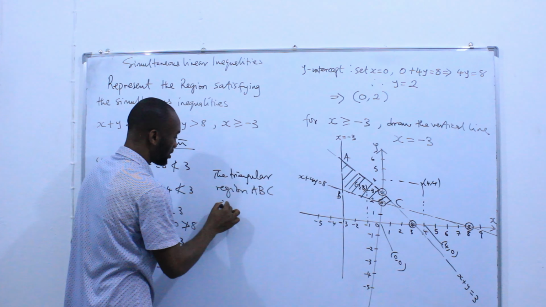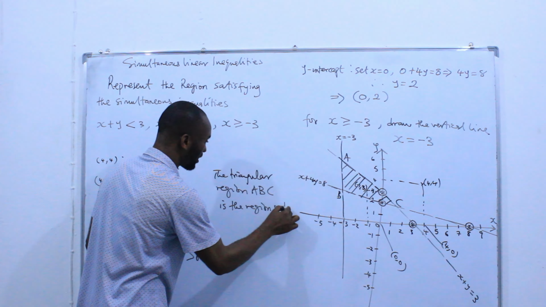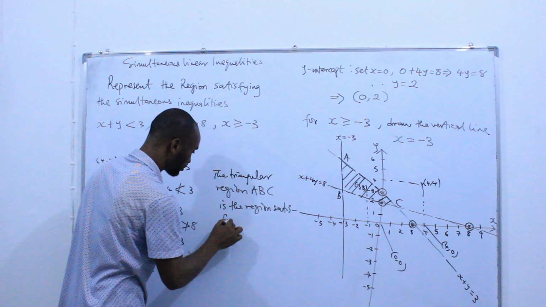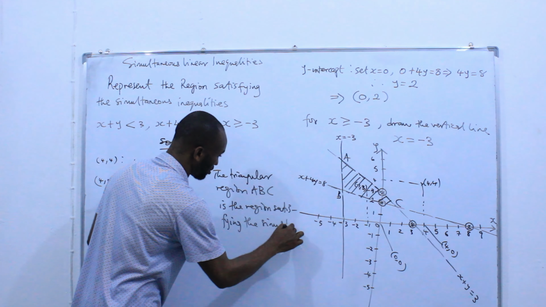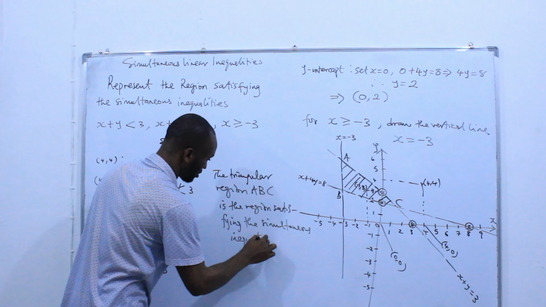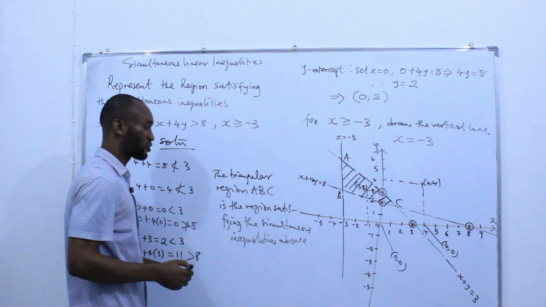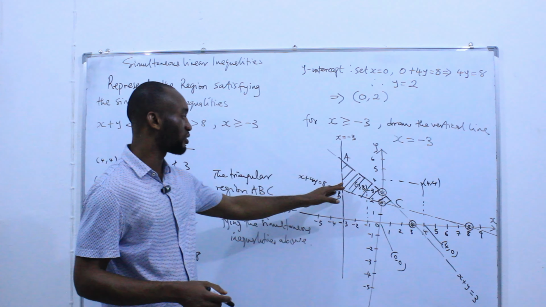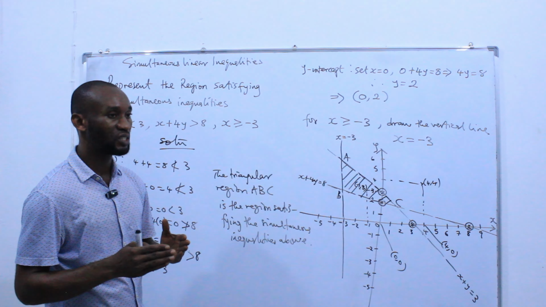So you can now say the triangular region ABC is the region satisfying the simultaneous inequalities above. Okay, so that triangular region shaded is the region that satisfies the simultaneous inequalities.